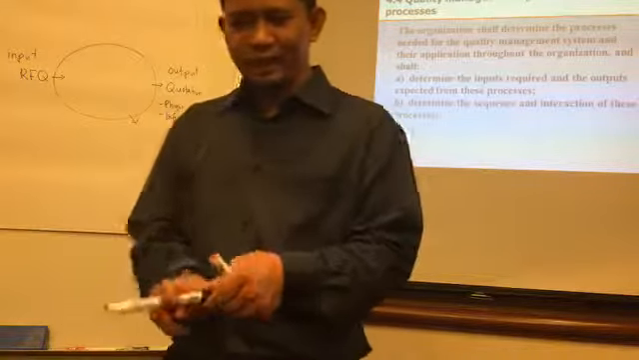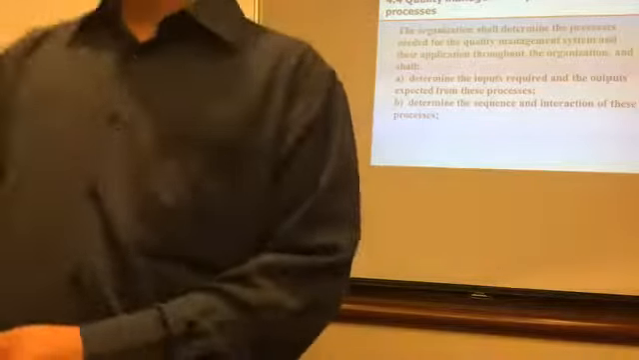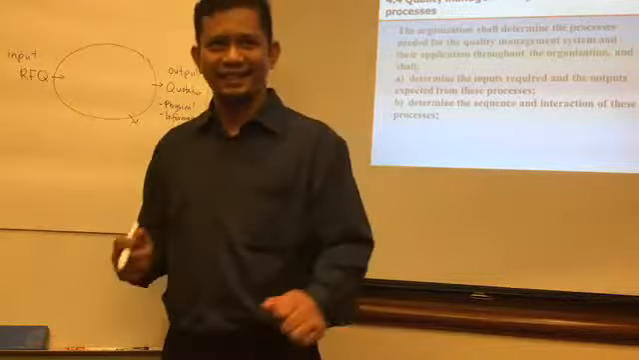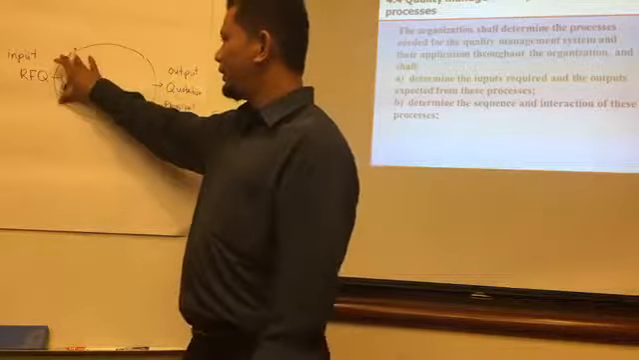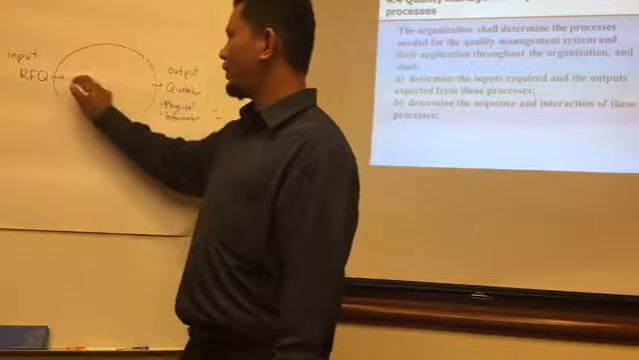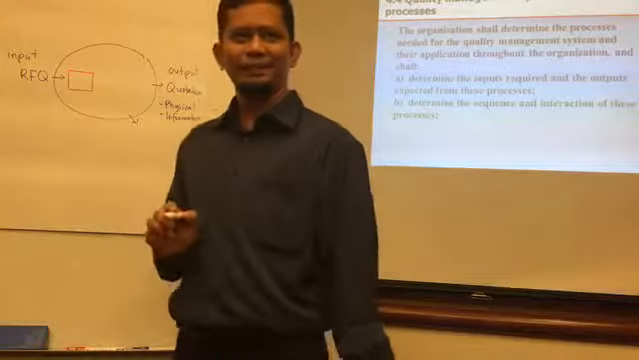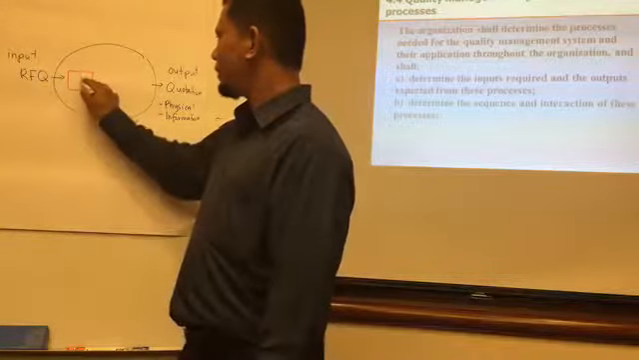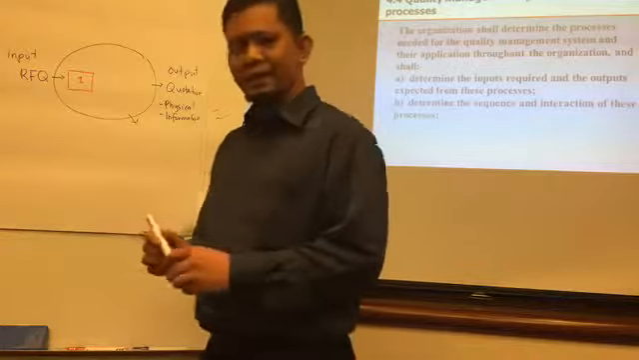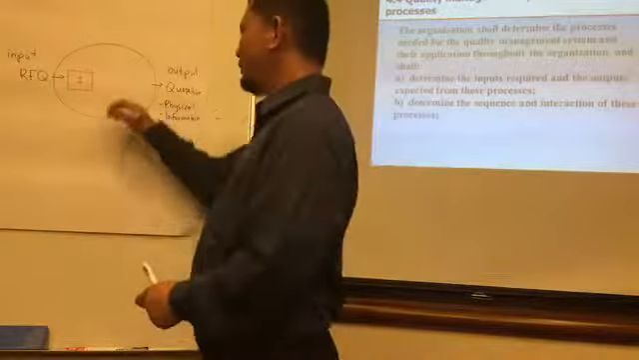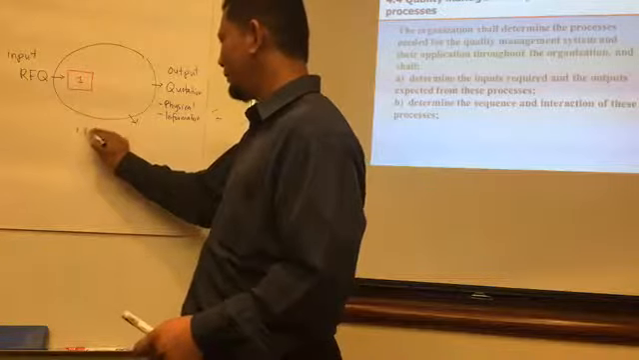But before that, we go to B first. Okay, so what is B? B is the sequence of the process. So let's say you receive a request for quotation. What is your first process? Maybe this first process is you review the information. So number one, you review.